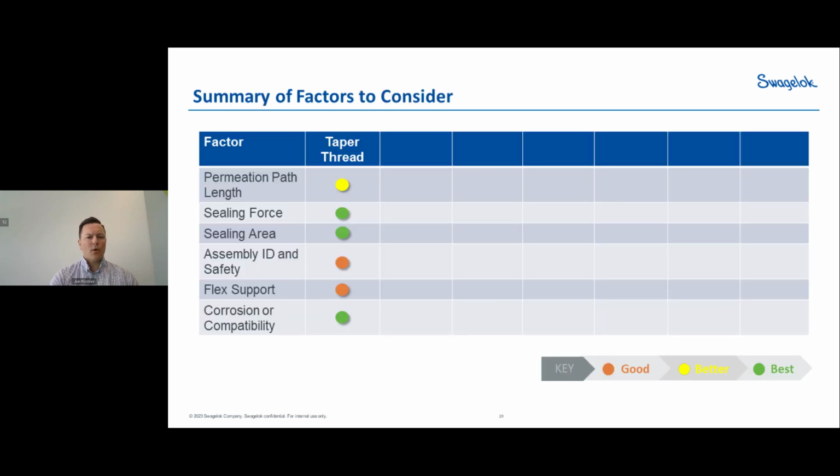As I mentioned before, we're going to evaluate these technologies on a number of factors that Matthew had outlined, and really the goal is to give a complete picture of what all the different technologies can do, and quite frankly, what they can't do. So tapered threads here, we've discussed the fact that there is a permeation path. It's relatively long, so it's a bit in the middle there, but there is a permeation path.